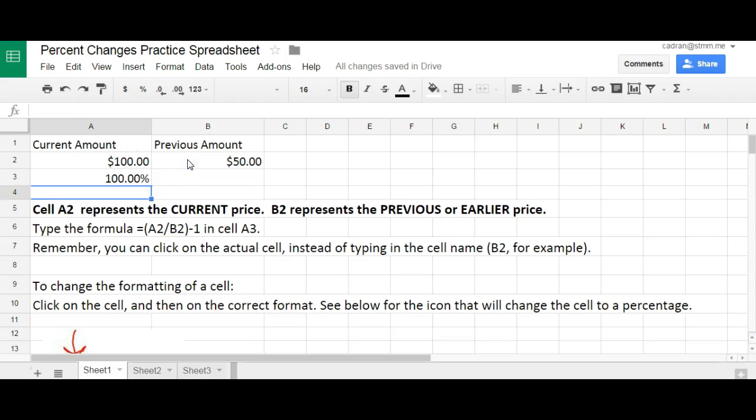Now Google Drive has automatically made this a percentage for me. If for some reason that was not the case, I could click up top and format as a percent. When I click on cell A3 where my answer is, I can see the formula that I typed. Now if I had more information, I could even add different cells in the parentheses and still get an answer. But for now, I'm going to keep this as it is.